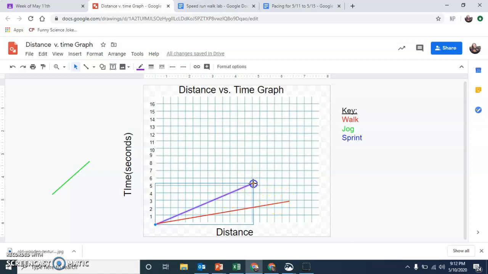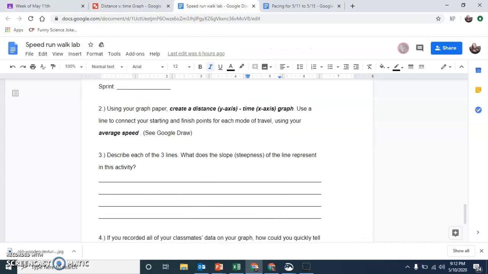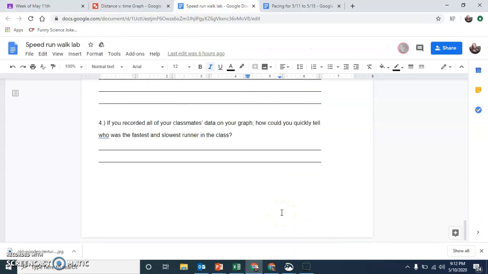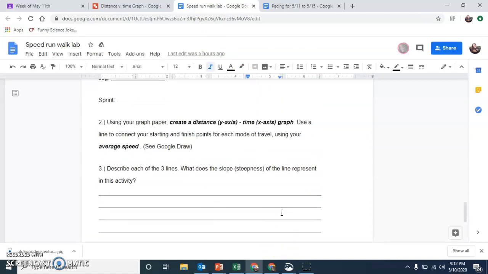Notice that you're going to want to go to the same exact distance for your total distance every single time. So this is going to be your average time. This is going to be your full distance. Then after, there are a couple questions that you're going to go through and answer.